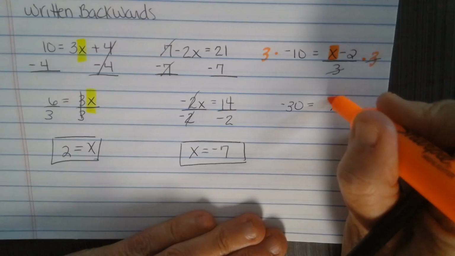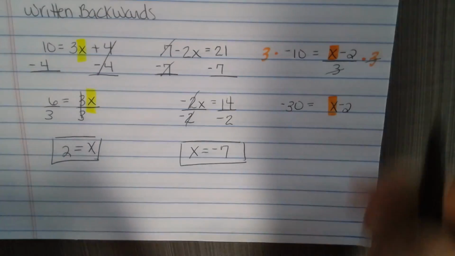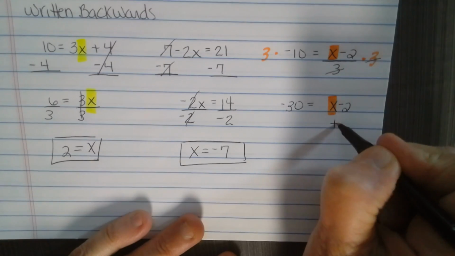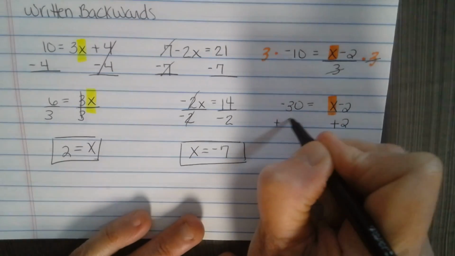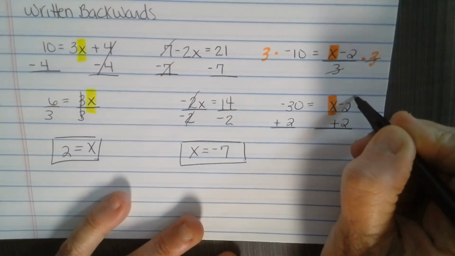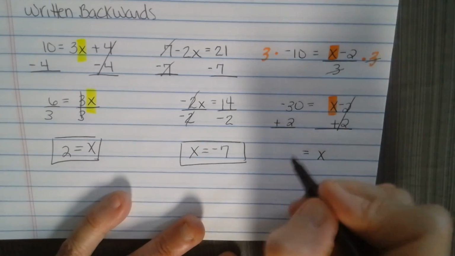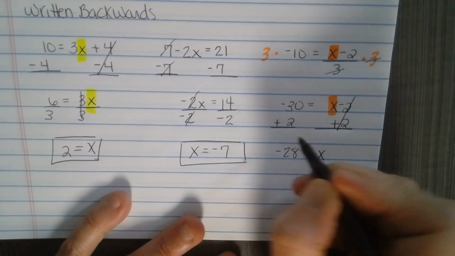Again, keeping my eye on the x, I need to get rid of the 2 that's with the x, and the 2 is subtracted, and the opposite of subtraction is addition. Bring down the x, bring down the equal sign, negative 30 plus 2 is negative 28.